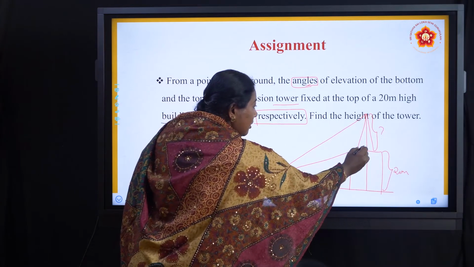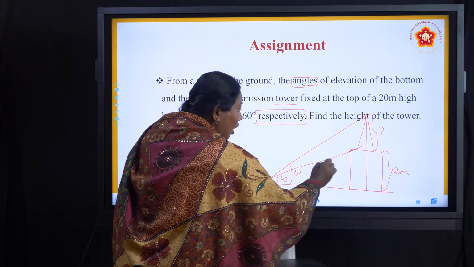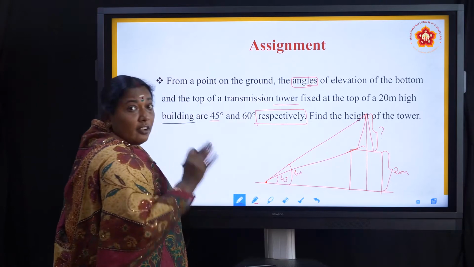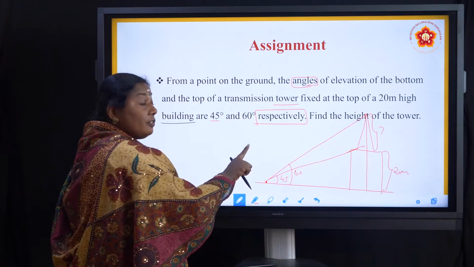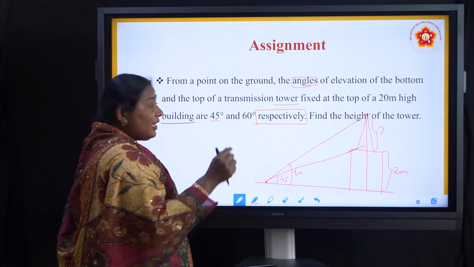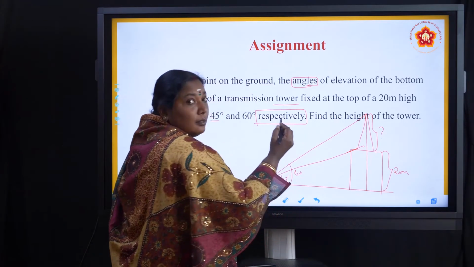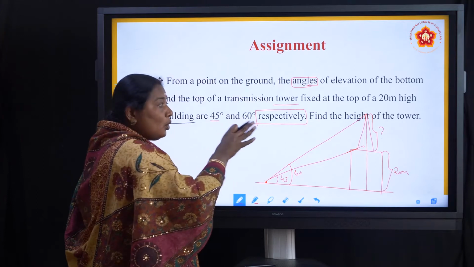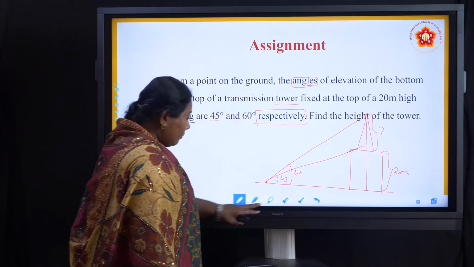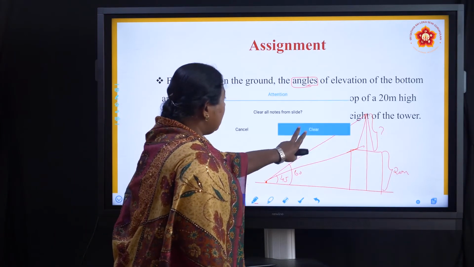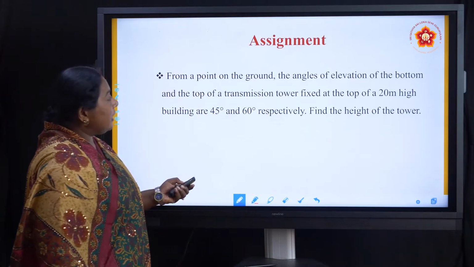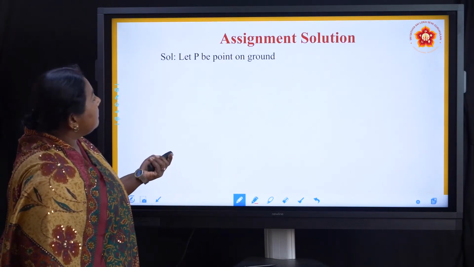One is small one, another one is big one. So first part we have finished the diagram. Second part we have to give the name for that. You can give whatever name you want, but keep clear who you are giving the name to, okay? Which point you are giving which names. So let us move on to the sum.